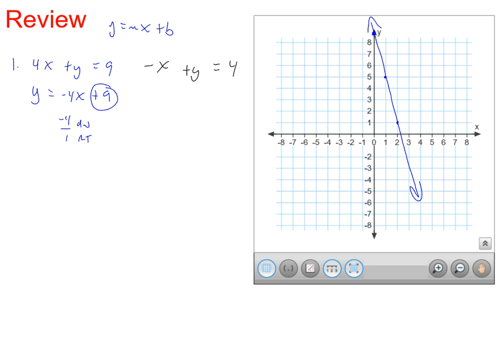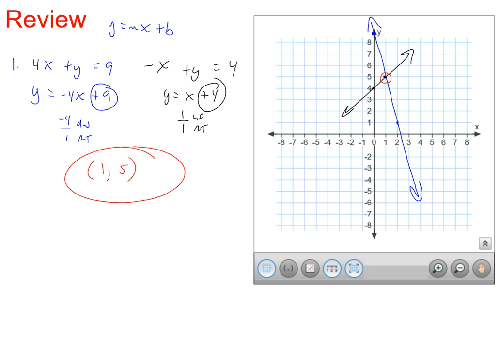All right, second one. All right, easy. Add a positive x to both sides. Graph the y-intercept first, 0, 4. Slope is 1 over 1, up 1 to the right 1. All right, there's our point of intersection right there. Make sure you're stating the solution as an x-coordinate of 1 and a y-coordinate of 5. So x equals 1 and y equals 5, it's the point (1, 5).